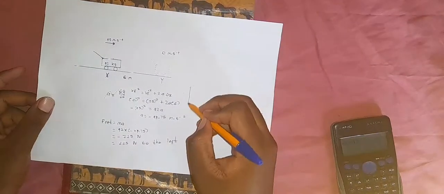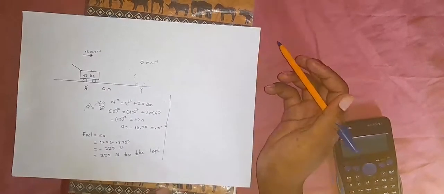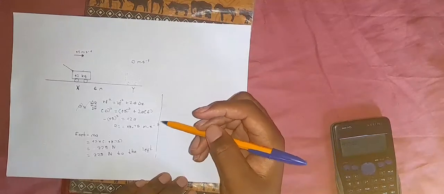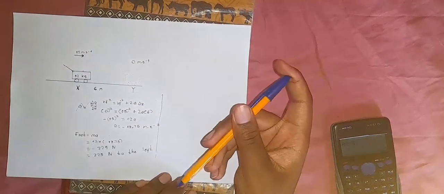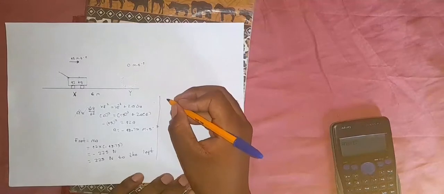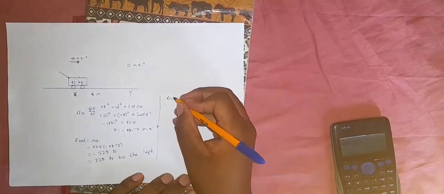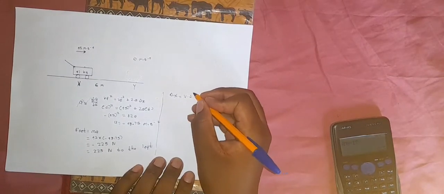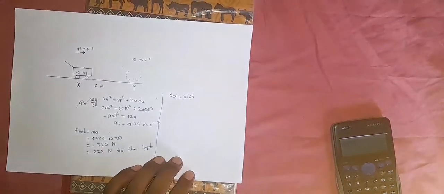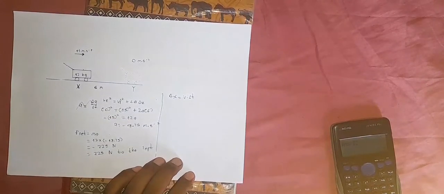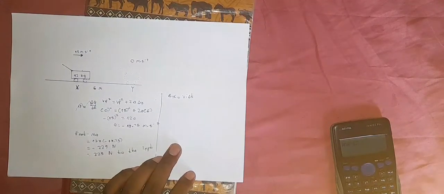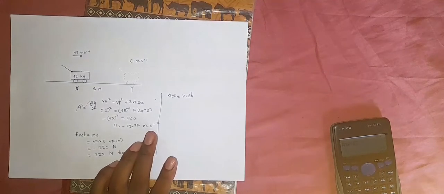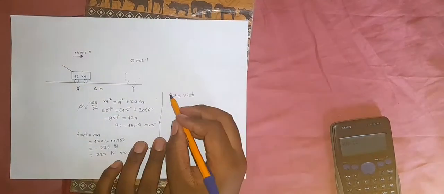Another way you can do this is to find time first. So let me do it over here. You can find time first using any equation. Let's say we use the equation on your formula sheet, the change in x is V initial times change in time. No, I don't think we can use that. Since we have acceleration, I think we can find time this way.